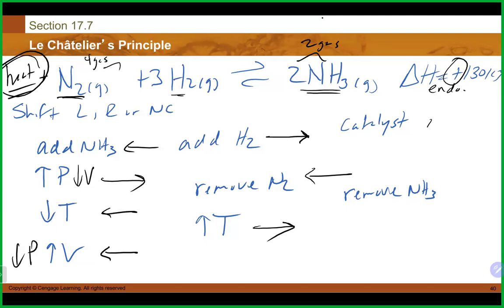A catalyst here will cause no change to occur. And lastly here, removing NH3, which is a product, causing a hole on the product side, is going to cause it to shift towards it. Really, again, because we now have more reactants than products in this case, and that's going to cause the forward direction to occur. Any questions on any of those there? All right.